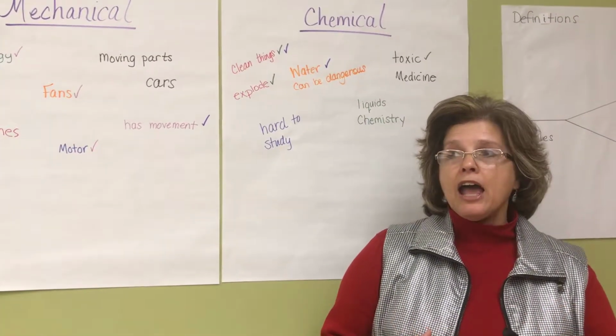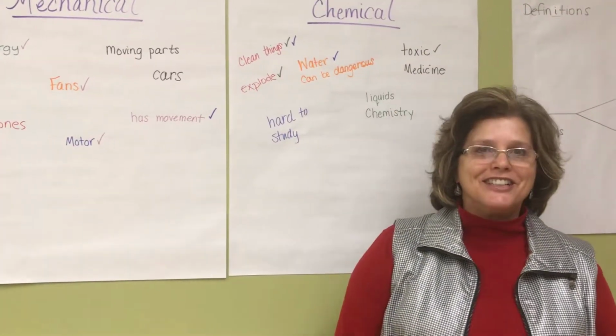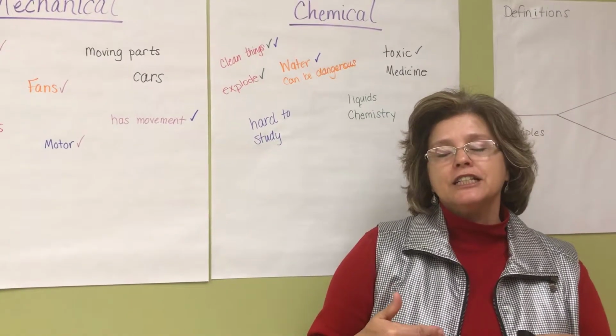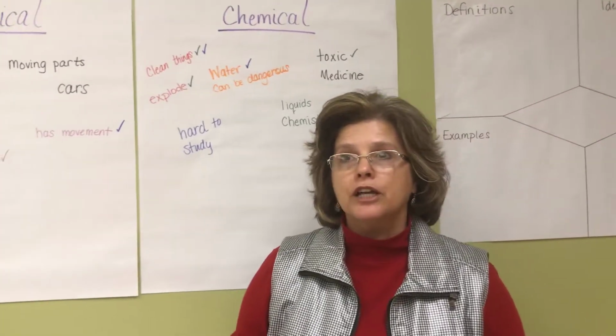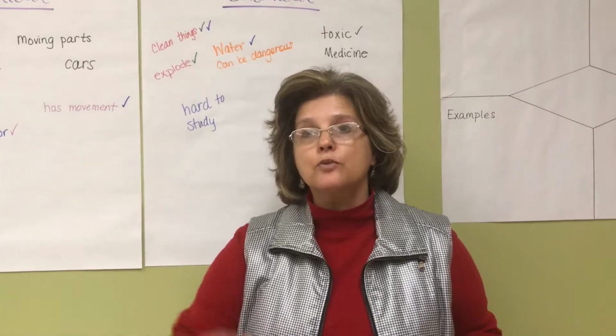Now, I had to look up to see if there was any mechanical energy in everyday phones. I wanted to be sure. And having that uncertainty is good. You want to model uncertainty because you want to show your kids, I don't know everything, but when I don't know something, I look it up. And that's what I want you to do later.